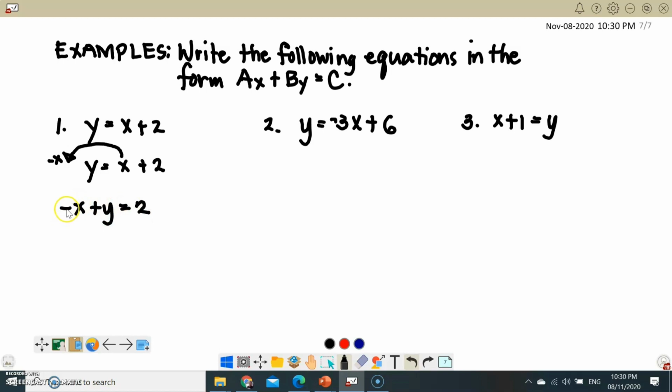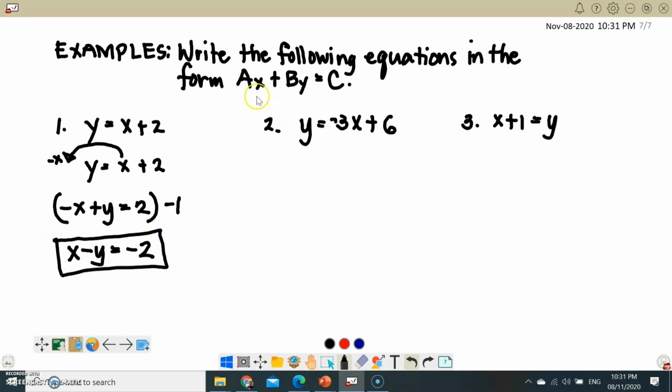So to remove the negative there, since x is the first term, it's better for us to have a positive first term. So we need to multiply the whole equation by negative 1. So negative 1 multiplied by negative x is equal to positive x. Negative 1 multiplied by positive y is equal to negative y, equals negative 1 multiplied by 2 is equal to negative 2. And we now have the equation written in the form ax plus by is equal to c.